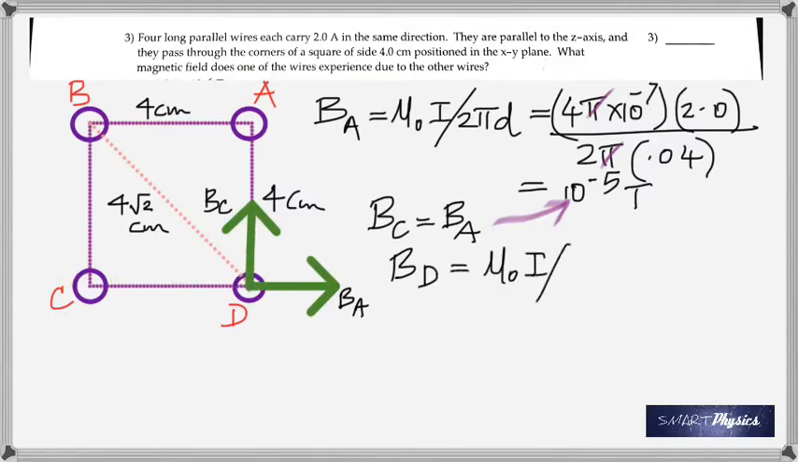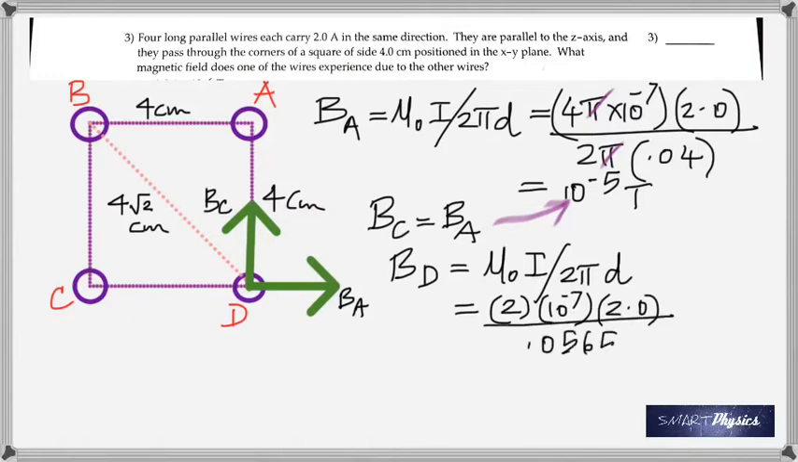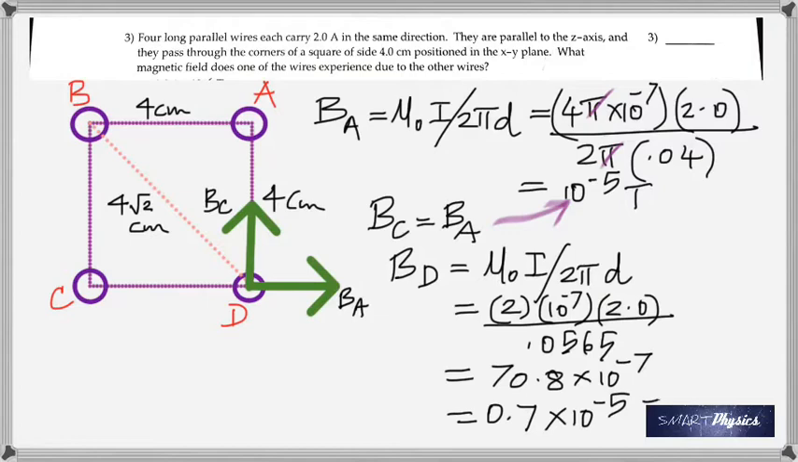Okay. And now the magnetic field here due to, did I call it D? I was supposed to call it B. Okay, that's BB. So that will be, the distance here is 4 root 2. And that is what comes out to be 5.65 in centimeters. So 0.0565 in meters. So that I get as 0.7 times 10 to the minus 5 Tesla.